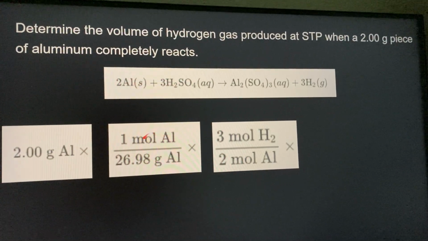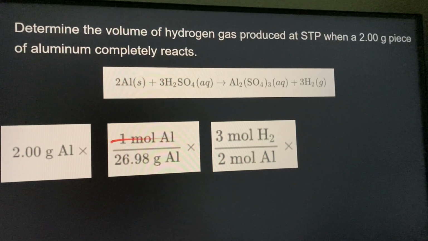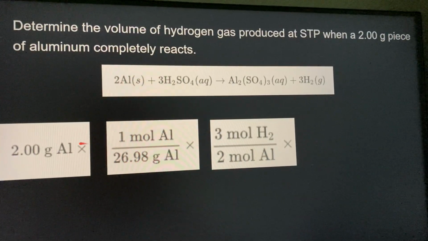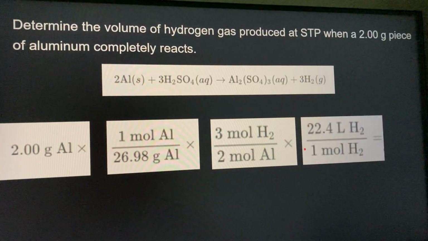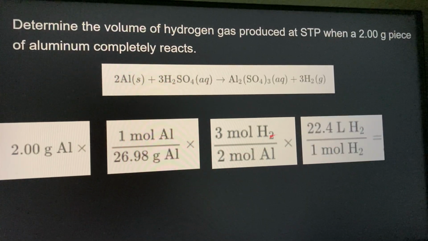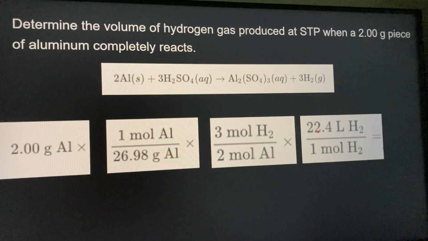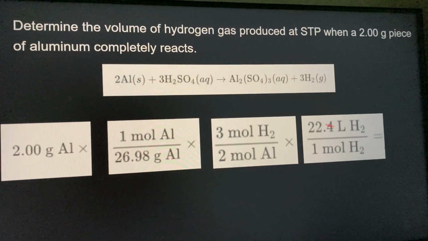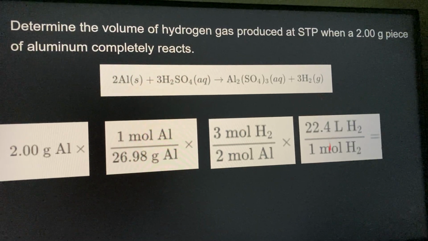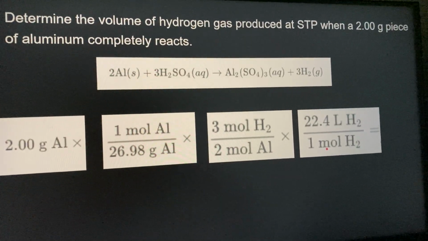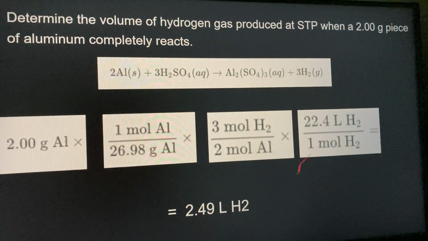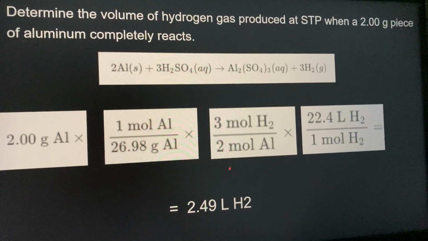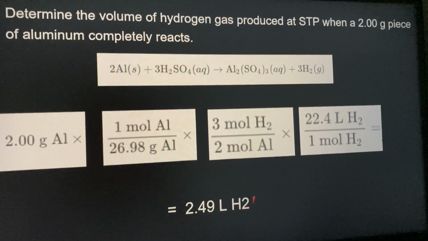Once again, we're lining up diagonally, the same labels as always. And once we find how many moles of H2 we have, we multiply by 22.4 liters, which is just the universal value. I feel like this is really easy compared to molar mass, because it's just a set unit. If you type that in the calculator correctly, you'll get 2.49 liters of H2.